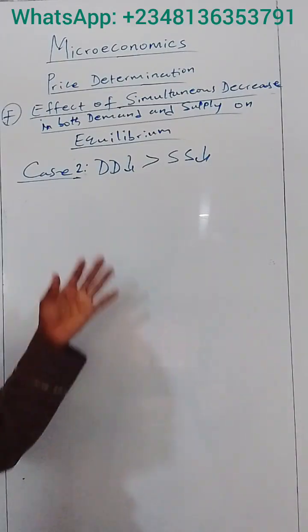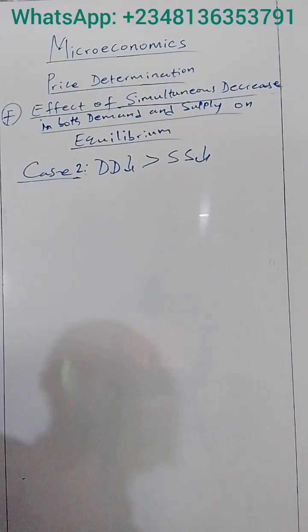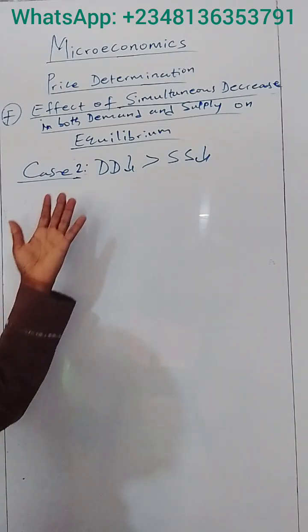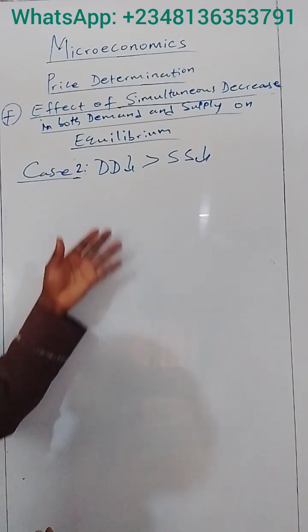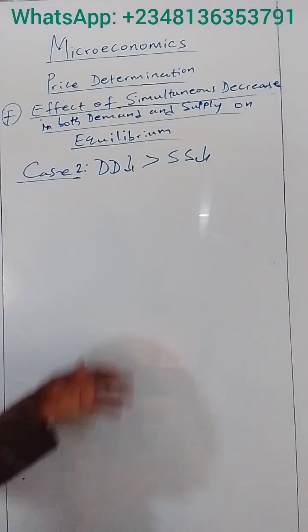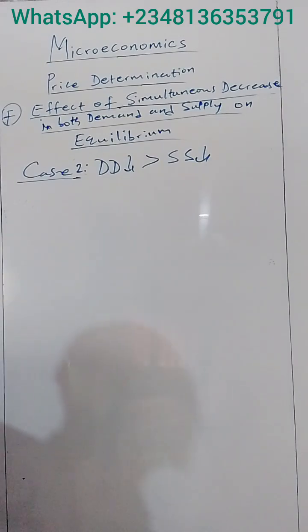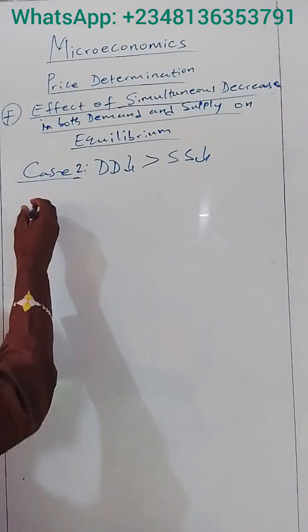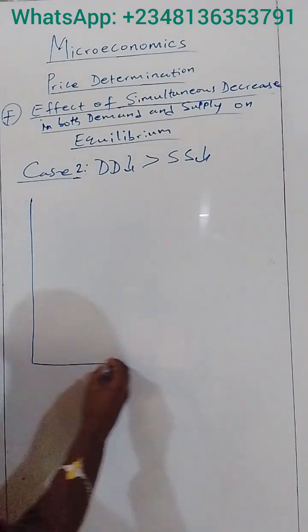In this slide, I will show you the effect of simultaneous decrease in both demand and supply on equilibrium. So we will be dealing with case 2 here, a case where the decrease in demand is greater than the decrease in supply. So let's draw our equilibrium.